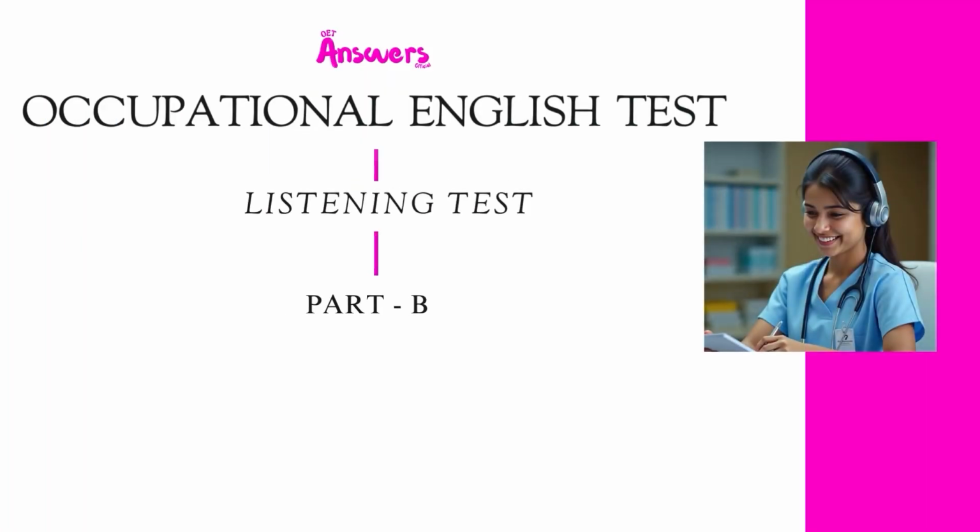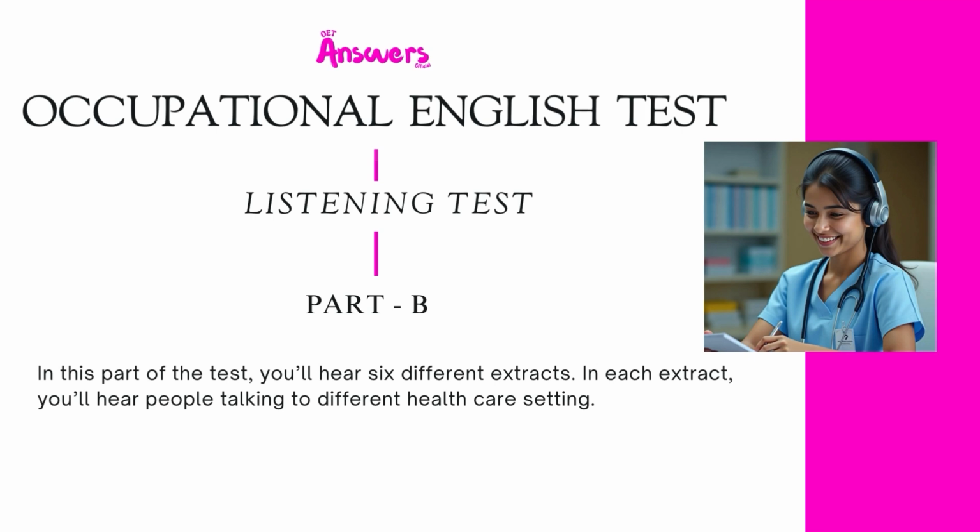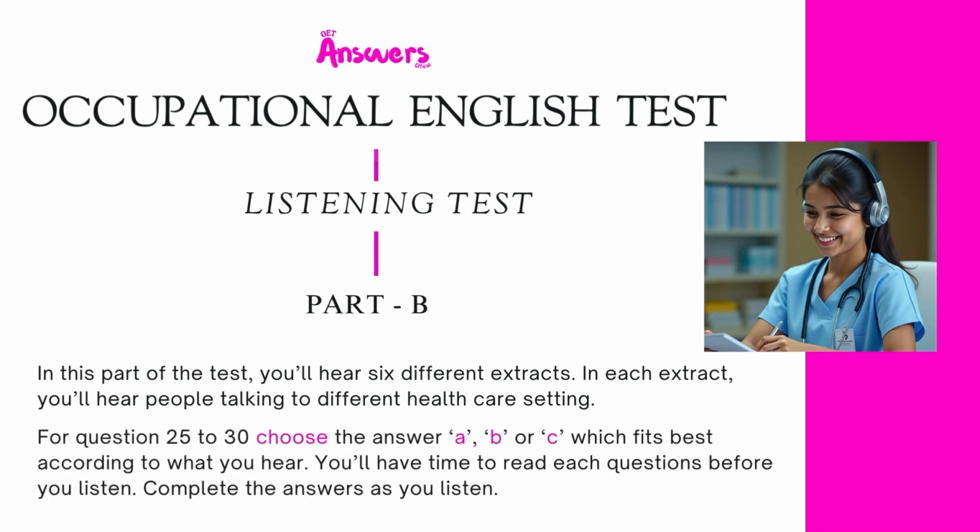Part B. In this part of the test, you'll hear 6 different extracts. In each extract, you'll hear people talking in a different healthcare setting. For questions 25 to 30, choose the answer A, B, or C, which fits best according to what you hear. You'll have time to read each question before you listen. Complete your answers as you listen.